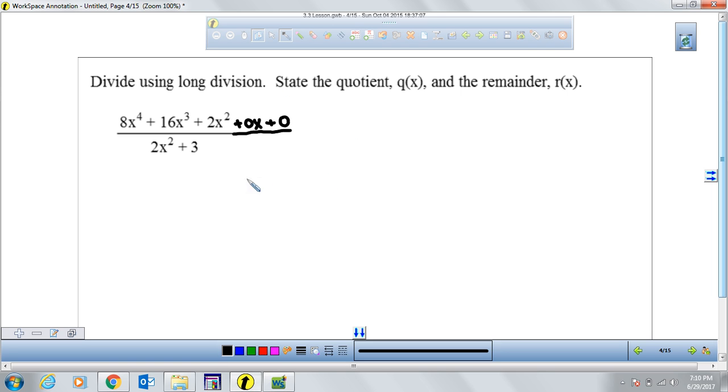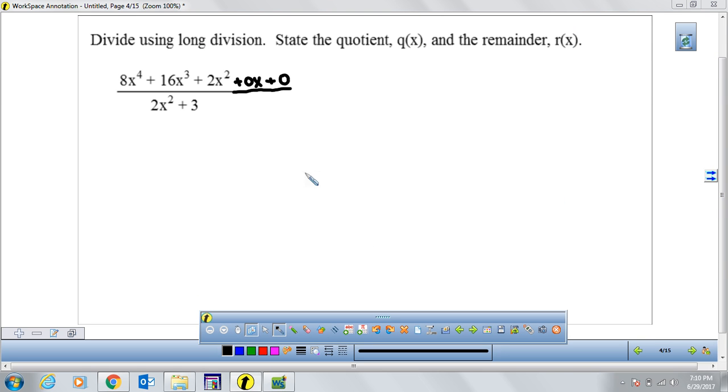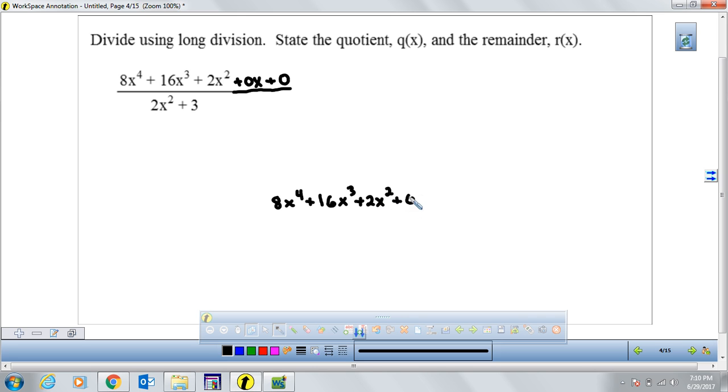Okay, so we're gonna set up the division as a regular long division. It would be 8x to the fourth power plus 16x to the third power plus 2x squared plus 0x plus 0. What we gotta do is divide it by the polynomial 2x squared plus 3.